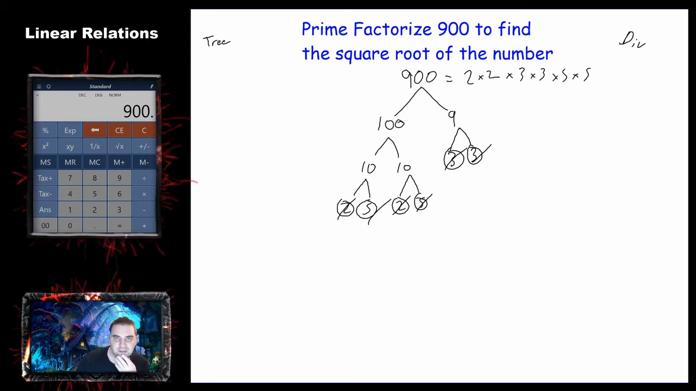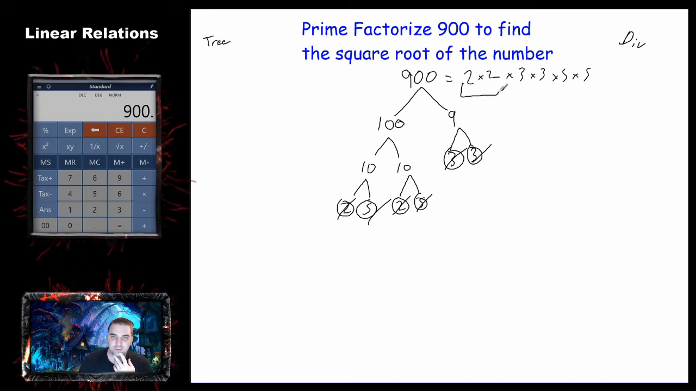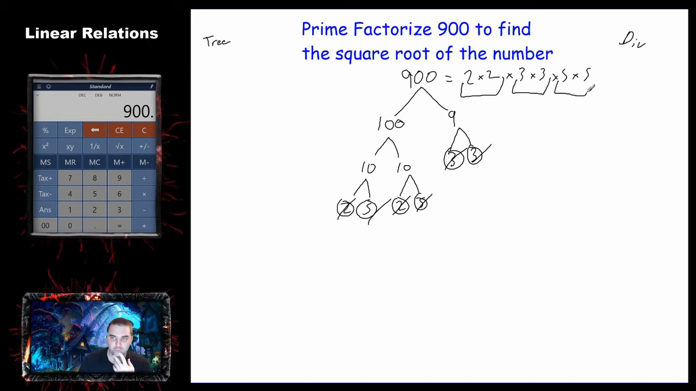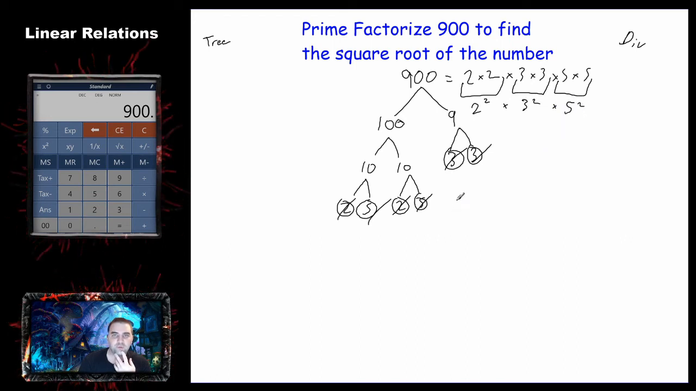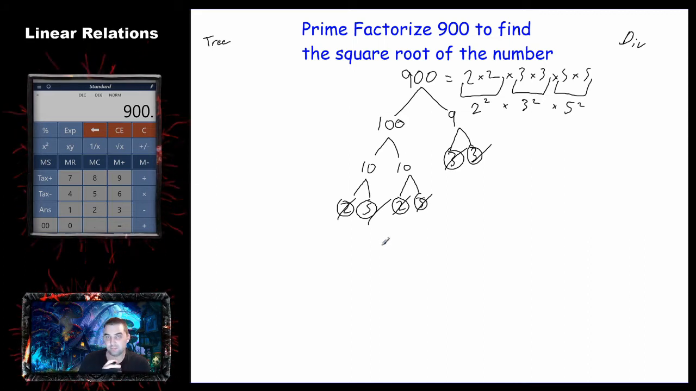So what we did here is we broke it down into the primes. And the important thing that I want to point out is that they're all in sets of 2. So that's really important here. So another way I could write this is 900 is equal to 2 squared times 3 squared times 5 squared. That's going to be useful later on when we're dealing with how to solve square roots.